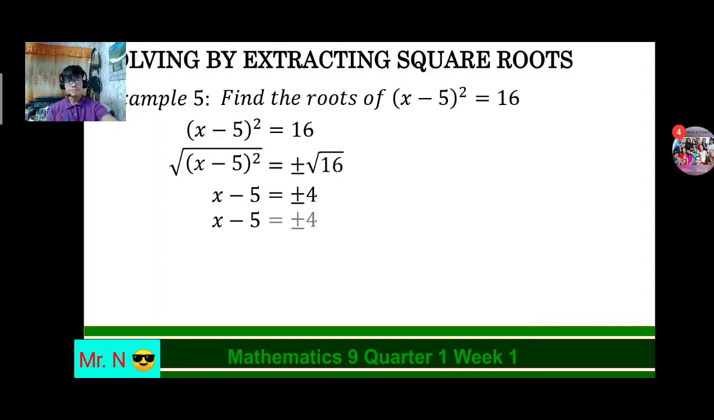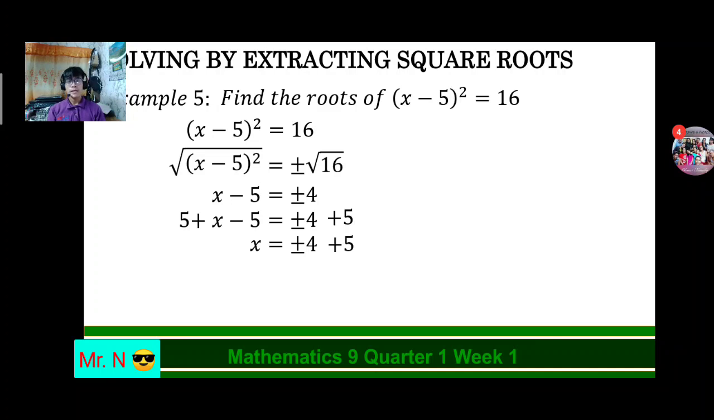And to find the value of x, kailangan x na lang yung matira sa left side. To do that, we should remove the negative 5 on the left. To remove that, kailangan tayo mag-add ng opposite ng negative 5, which is positive 5. Para maging 0 na yung negative 5 dun sa left side at matira si x. And since you added the 5 on the left, you should add also on the right by addition property of equality. Then simplify, we have now x is equals to positive or negative 4 plus 5.